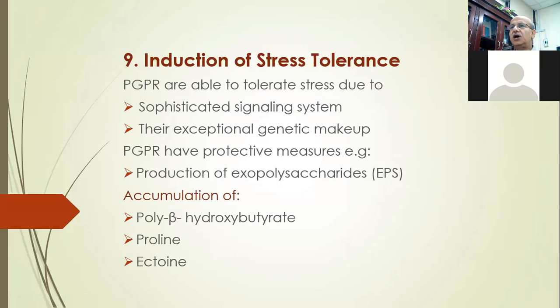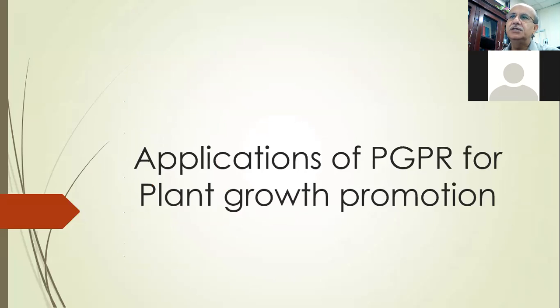They do not allow the plant's internal water potential to decrease, as a result of which the plant can grow better. And as far as the bacteria themselves are concerned, this is one of the mechanisms by which they survive under stressful conditions: they produce these osmolytes in their body, and as a result, they can themselves survive. So these are the mechanisms by which the PGPR can improve plant growth.